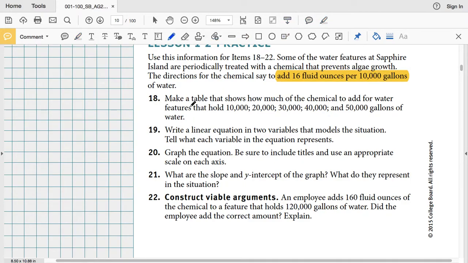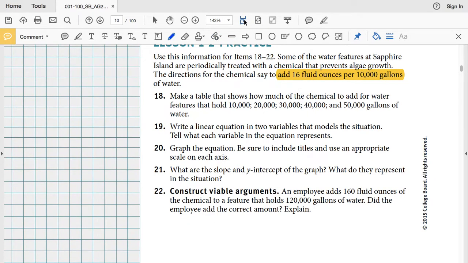Okay. So number 18 says to make a table that shows how much of the chemical to add for water features that hold 10,000, 20,000, 30,000, 40,000, and 50,000 gallons of water. So I'm going to do this off to the side here. I'm just going to say number 18, and we're going to make a table, and one of the headers of the table is going to be gallons of water. And I'll just put a little line going down here and a line going across.